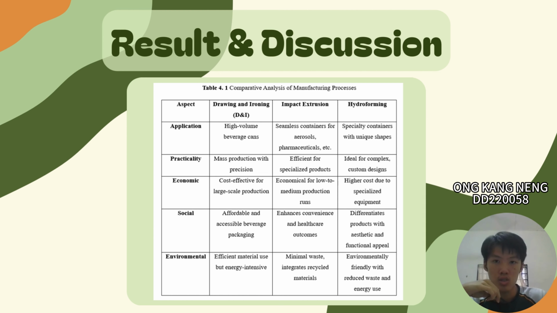In terms of social aspects, drawing and ironing provides affordable and accessible beverage packaging. Impact extrusion enhances convenience and healthcare outcomes. Hydroforming offers differentiated products with aesthetic and functional appeal. In the last aspect, which is environmental, drawing and ironing is efficient in material use but energy intensive. Impact extrusion has minimum waste and integrates recycled material. Hydroforming is environmentally friendly with reduced waste and energy use.